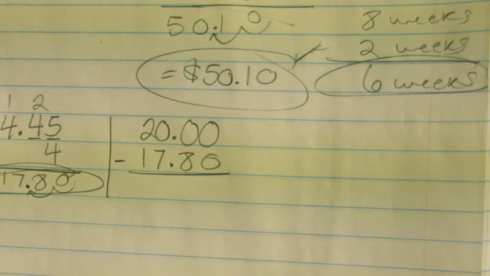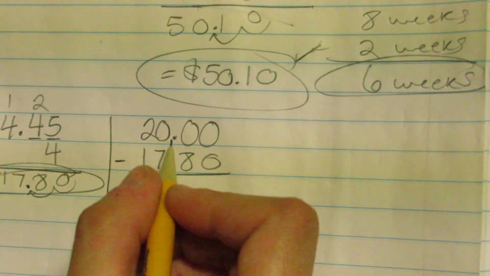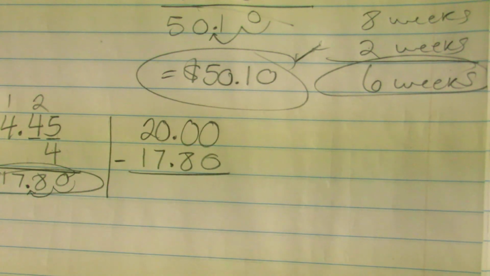So can I do 0 minus 0? Yes, I can, because you're taking nothing from nothing. But I can't do 0 minus 8. So I'm going to go ahead and move over. Can I do 0 minus 7? Nope.